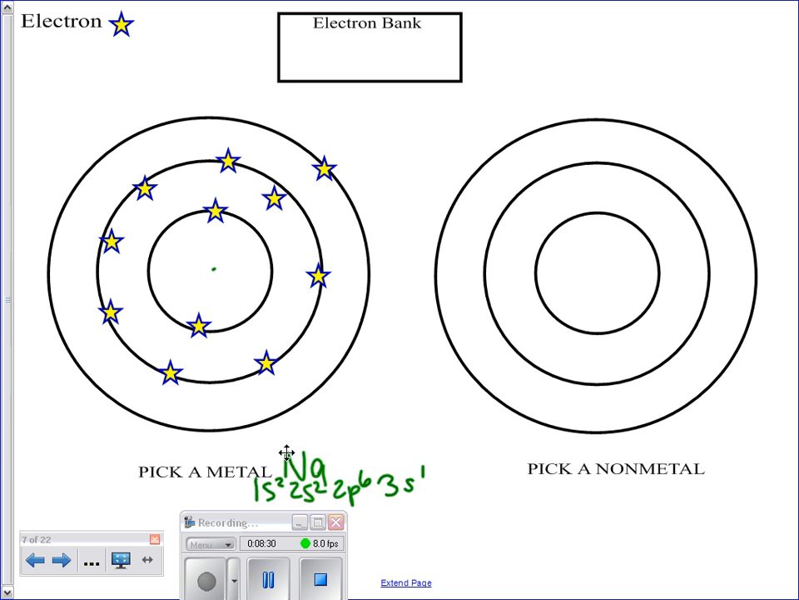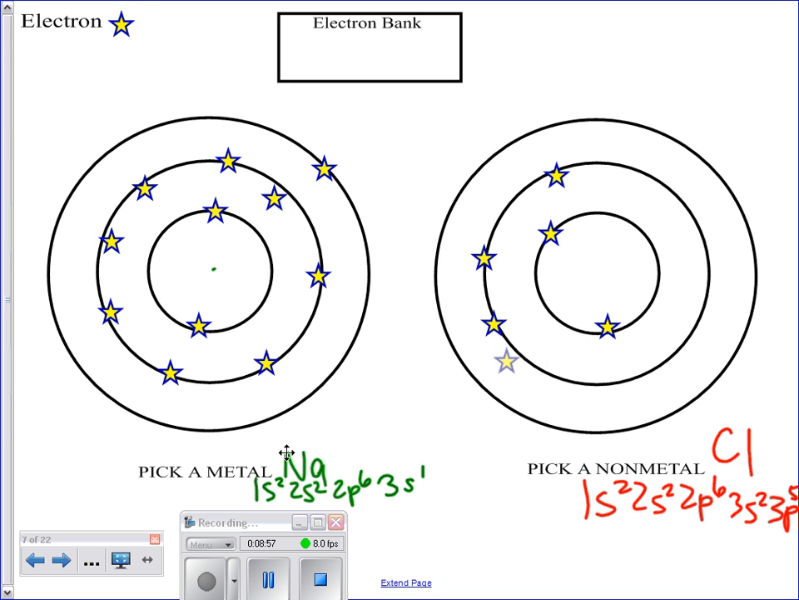Then we're going to take chlorine over here, which has the electron configuration 1s2, 2s2, 2p6, 3s2, 3p5. And so pretty much the same thing. I have 2 electrons in the first energy level, 8 in the second, and I'm going to have 7 in my third energy level.